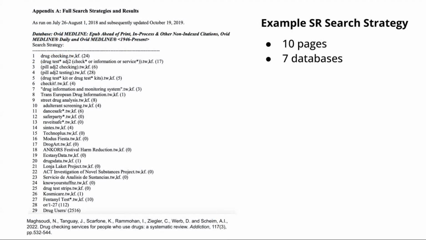This is a partial example of a systematic review search strategy as published in the 2022 article, Drug Checking Services for People Who Use Drugs, a Systematic Review, in the journal Addiction. There are multiple approaches to reporting the search strategy. This example shows one method where each search term along with database-specific syntax is included on each line separately. This is only a small portion of the entire search strategy. The full strategy is 10 pages long and includes adjusted searches for 7 databases. Find the article's supplemental files to view the entire search strategy for the systematic review.